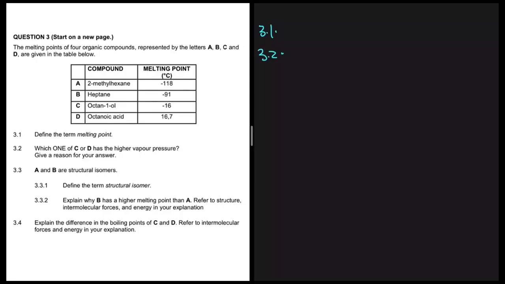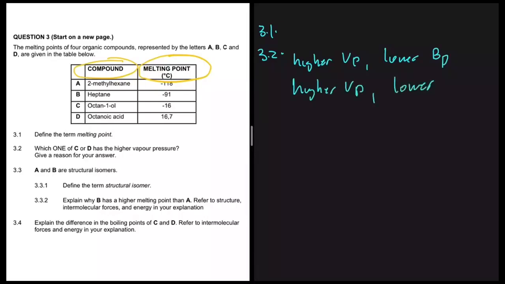So here we are given compounds and their melting point. For you to be able to answer this question, you need to know the relationship between vapor pressure and melting point. So what is the relationship between the two? We know fully well that the higher the vapor pressure, the lower the boiling point. The same is true for melting point. The higher the vapor pressure, the lower the melting point.